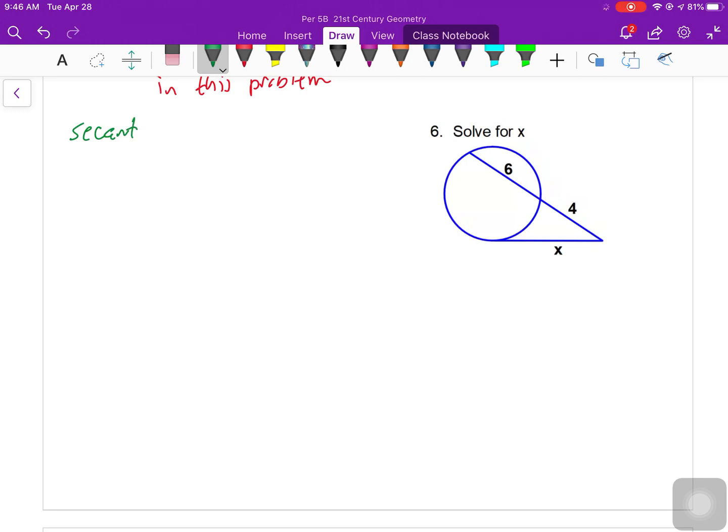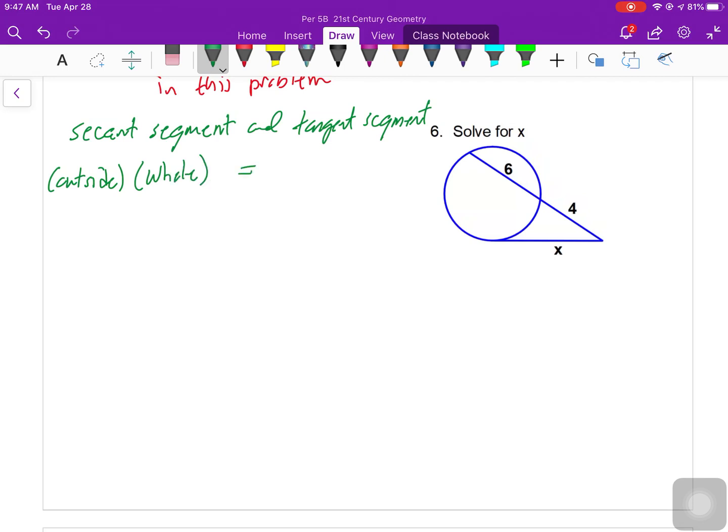Now, this one has a secant segment, but the other segment is called a tangent segment. As we just reviewed, for the secant segments, you take outside times the whole length. But for a tangent segment, you only have an outside. So you actually take outside times outside.